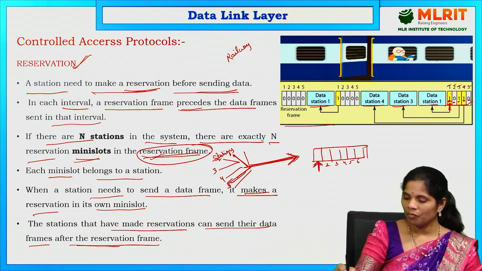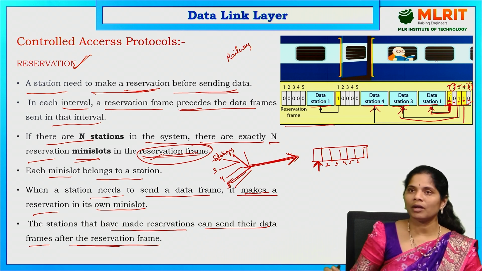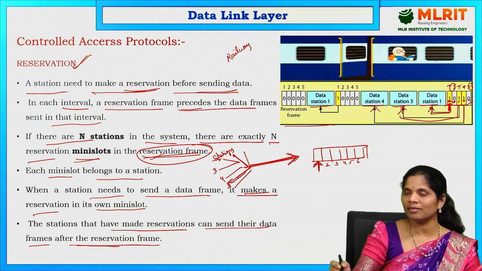See here, 1 is ready to send the data, which means it is allocated to station 1. Again, 3 is going to be allocated to station 3 for sending the data. Next, 4 is going to be allocated to station 4 for sending the data. 2 and 5 are not allocated for any data because they are not ready for sending the data.